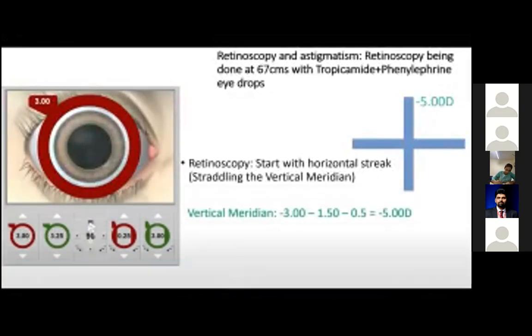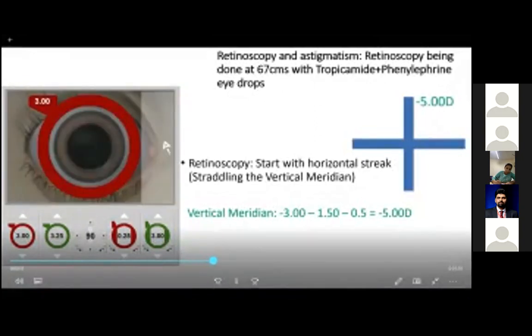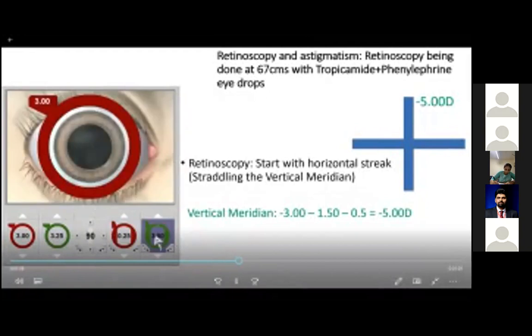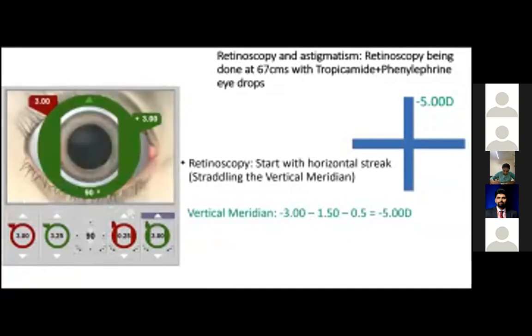Now for the horizontal meridian, I'll turn the streak vertical and start straddling the horizontal meridian. We can see I've got a very thin width motion, so I'll add plus lenses. I'm starting with +3 because the motion was very thin, so I'm assuming it to be a large power, and I go on increasing. You can see that I've come closer to neutralization.